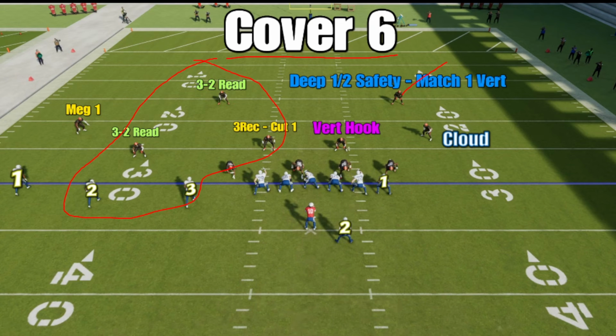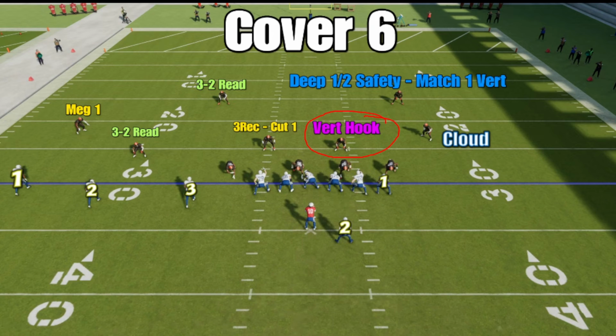Oh, also a change. Because I'm a deep half safety, I'm not cutting 1 anymore. So if 1 goes underneath, well, now the 3 rec cuts him off. And to me, that's a way better fit to cut 1 as opposed to being the safety or the corner. He will cut the 1 on that instance, right? And then we have our defenders here. Obviously, we don't have anyone megging the 2 because if he goes to the flat, well, we do have a cloud out there, right? So in this defense, we free up the vert hook.